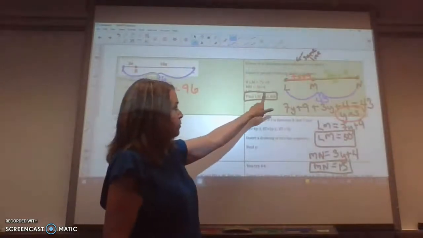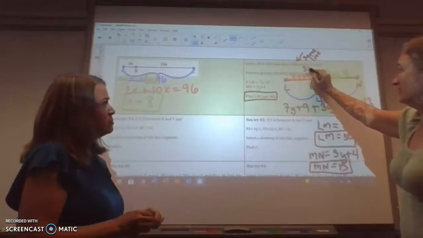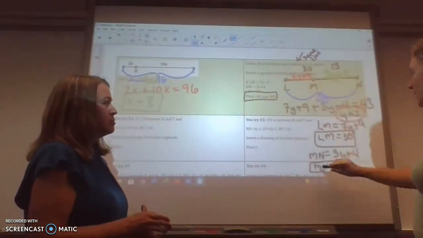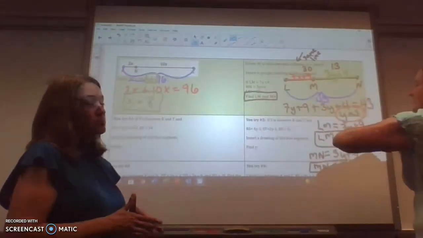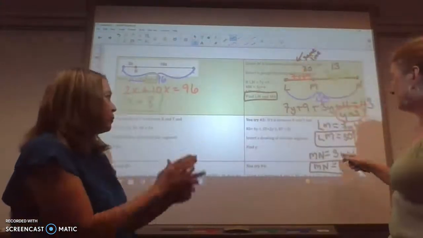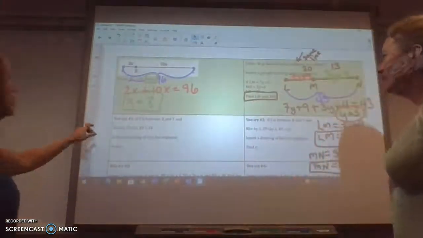We got LM, we got MN, right, there they are, and now she's gonna check. I'm going to check because this is 30 and this is 13, right? According to the drawing, LM is 30, MN is 13. Obviously, drawing's not to scale. 30 plus 13 is 43. We did it! And we answered the question correctly. It is correct. This is awesome, you did a great job.